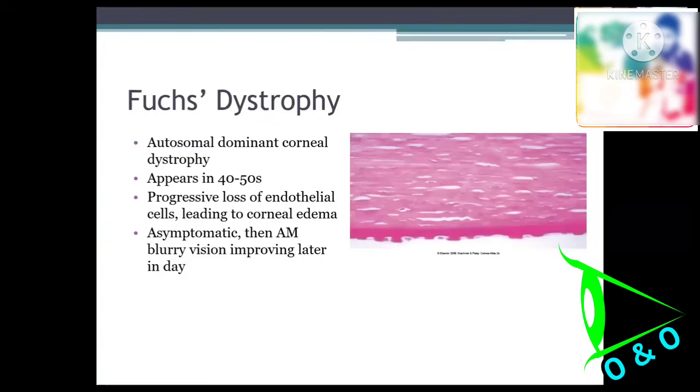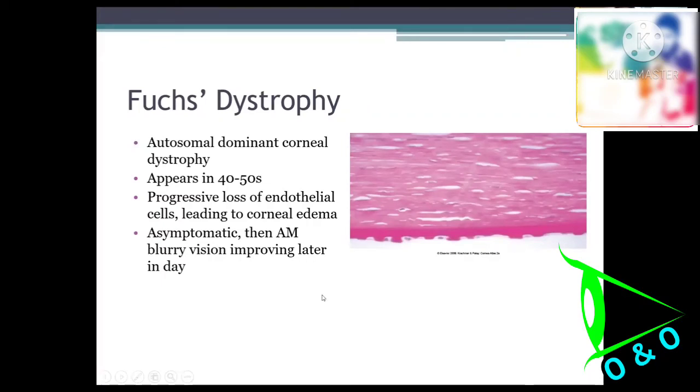So again, endothelial cells are in a monolayer kind of all along here. And in this case, you see there's very few. You don't have a whole bunch in a row like I had in one of the first slides. There's just only a few endothelial cells. And you also see these bumps in Descemet membrane here. So these are excrescences of Descemet membrane. And you'll see this clinically as guttata.